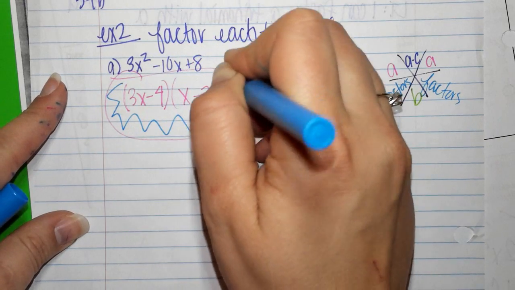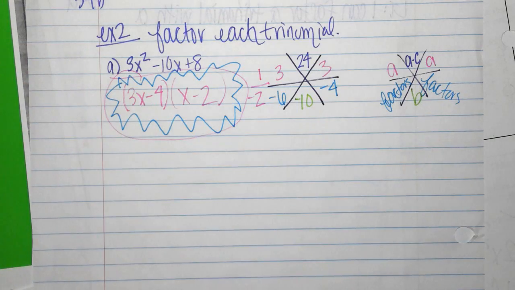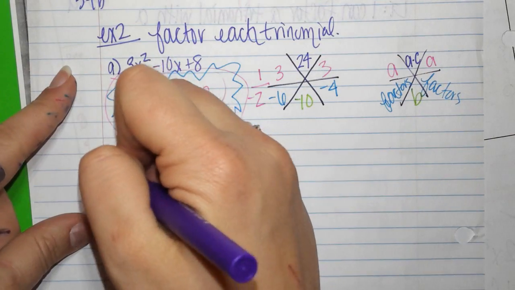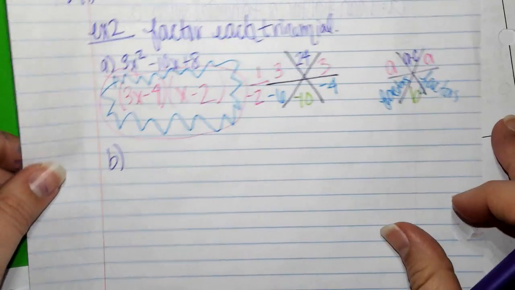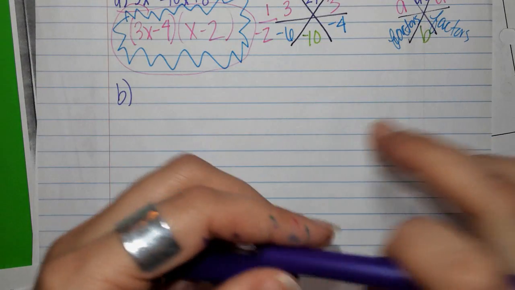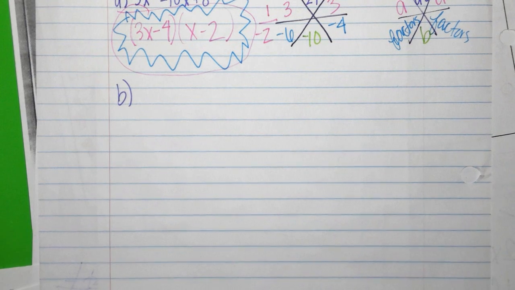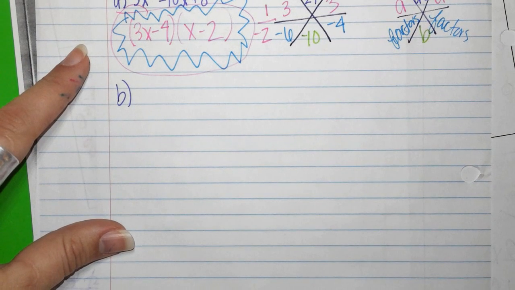Do you want to do one more together, or you want to try without me? Alright, can I throw one in that has a negative for C? You still use the same rules. Guys, you still use the same rules. And if you don't remember what those rules are, look back at your notes. I also wrote it on the paper at the front. I will move it up so everybody can see it.